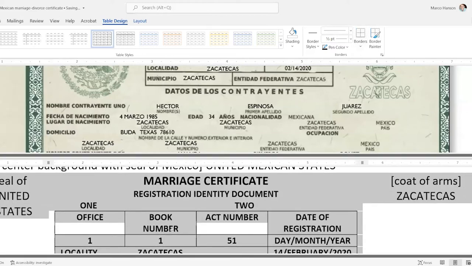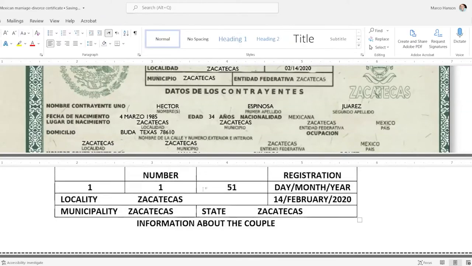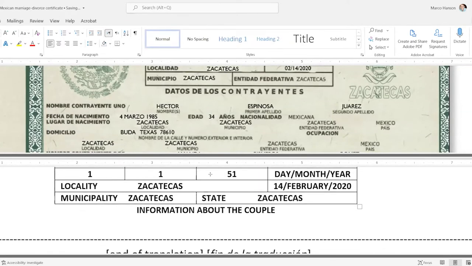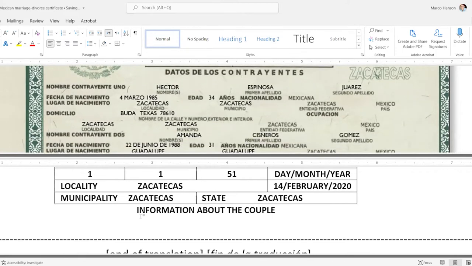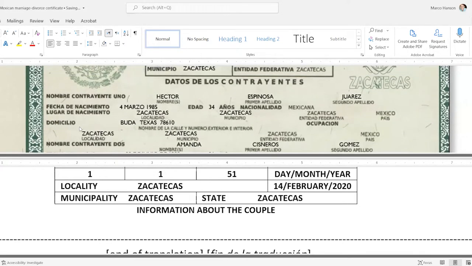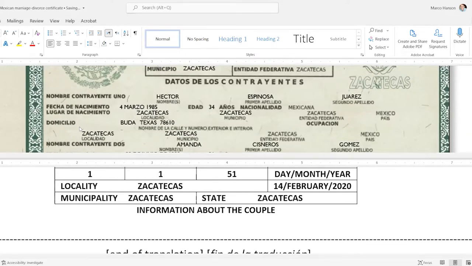Okay. So I'm turning off the border for the outside table, but I'm leaving it on for the inside so it looks like the top there. Now I'm going back out of the table into the main body of the document. And it used to say nombre del contrayente and nombre de la contrayente for the groom and the bride. And the newer ones say contrayente uno and contrayente dos in case it's a same-sex couple. And so we like to use name of spouse one and then name of spouse two.